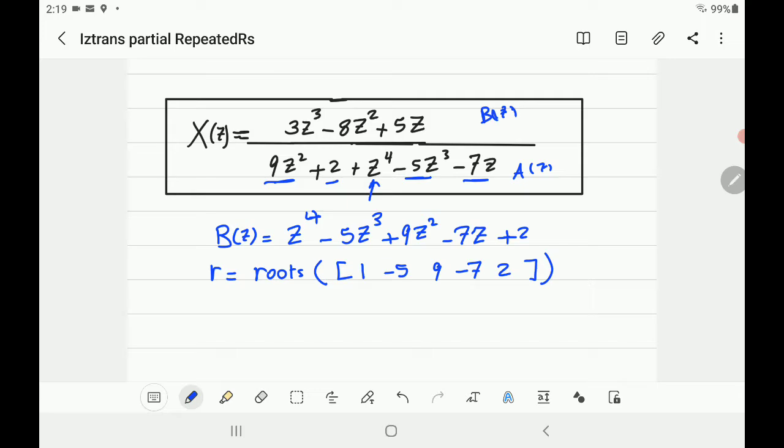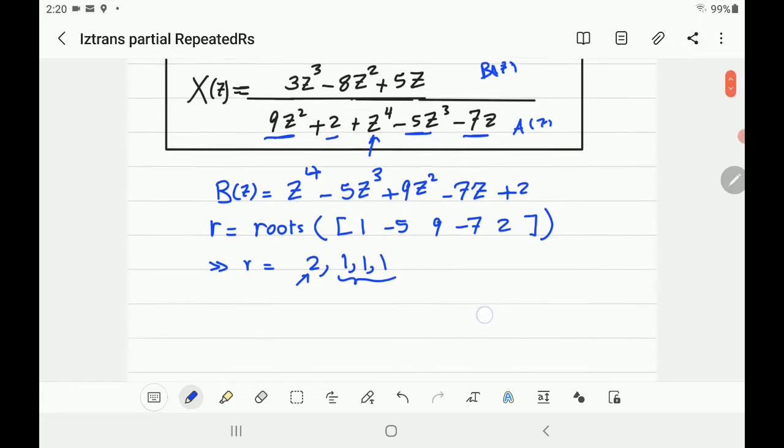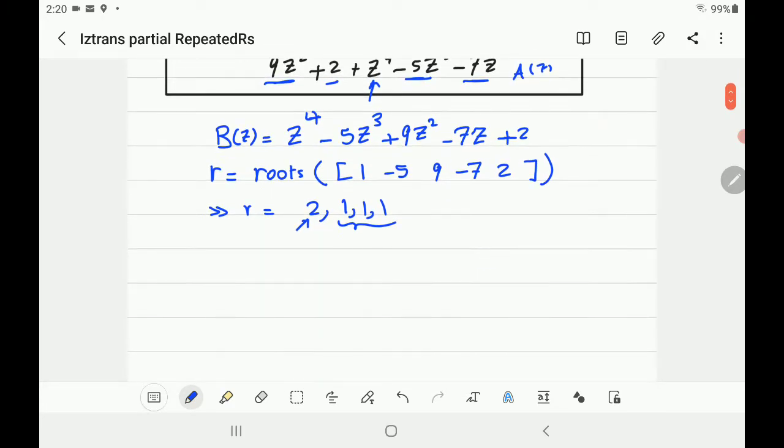Okay. When I run this one, it gave me the result r equal to 2, 1, 1, 1. These are the roots. So you have one simple root at 2, and then you got root 1 repeated 3 times. So what should we do? Well, it means that b of z could be written like that: z minus 2 times z minus 1 cubed.